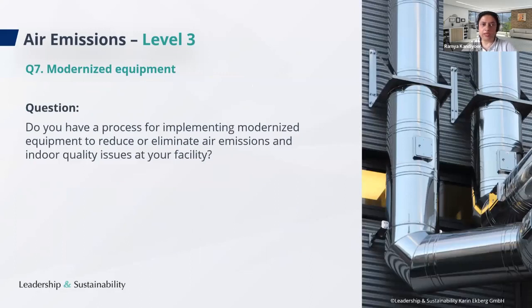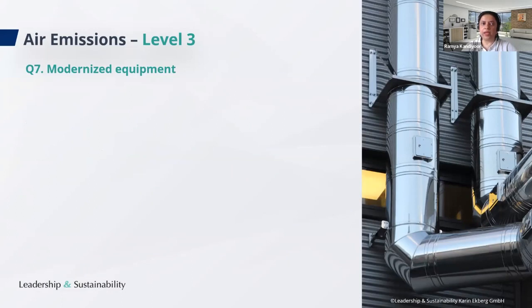Come to the very last question in level three, which is on modernized equipment. So the question here is, do you have a process for implementing modernized equipment to reduce or eliminate air emissions and indoor quality issues at your facility? And there are many ways in which you can have modernized equipment. You can replace the equipment that is there. Maybe there is a particular equipment which is generating a lot of dust. Maybe you are doing a lot of vat dyes. Vat dyes have very fine particulate matter, and that can create a lot of dust in your facility. One of the ways is to change the entire thing and do only liquefied vat dyes. So you are replacing the complete dry powder with liquefied vat dyes. So that's one way in which you can progress towards a modernized process.